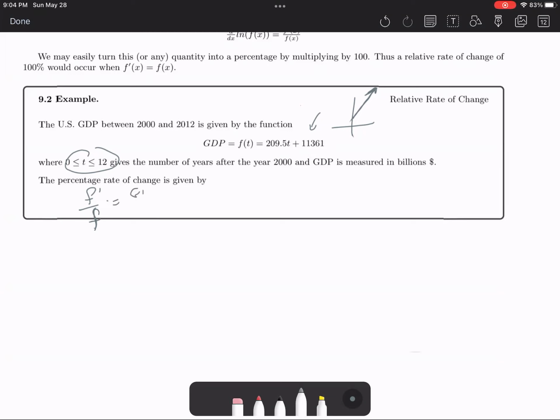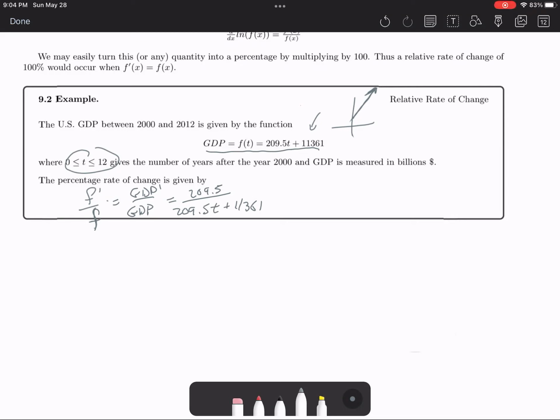So we'll differentiate GDP and put GDP down there in the denominator. The derivative of the GDP function is 209.5. We'll divide that by the GDP function, 209.5 t plus 11361. All right, so that function gives me the relative rate of change of GDP.